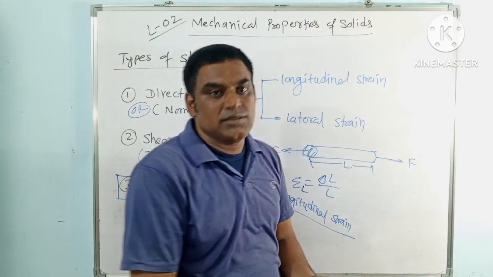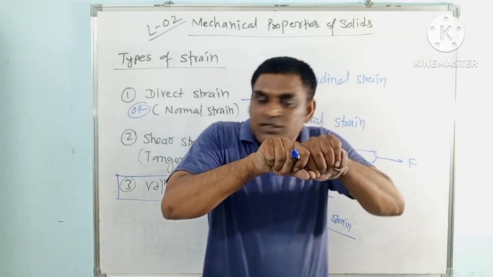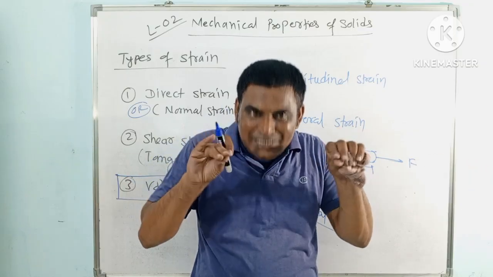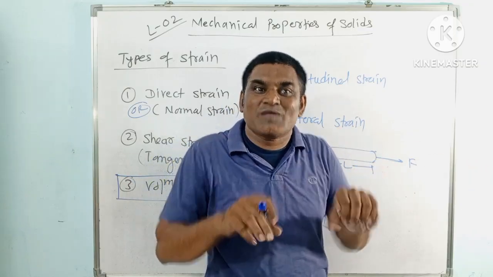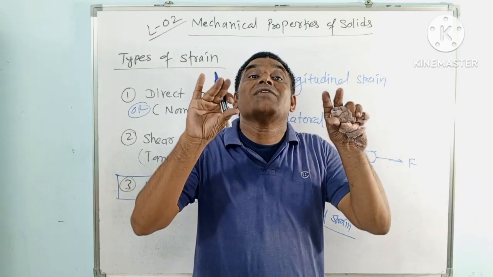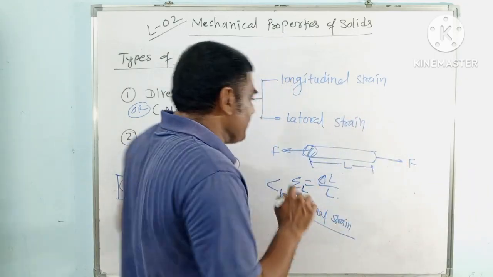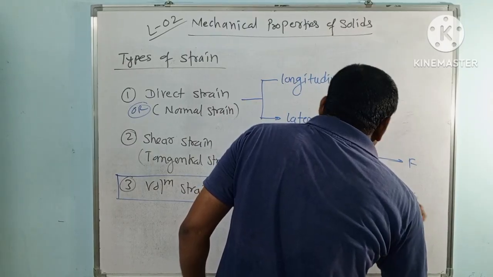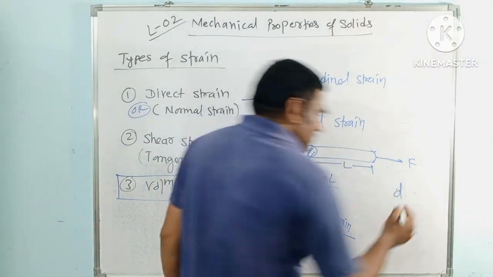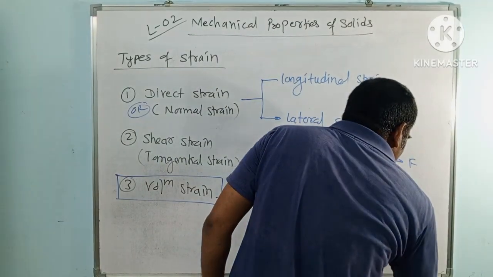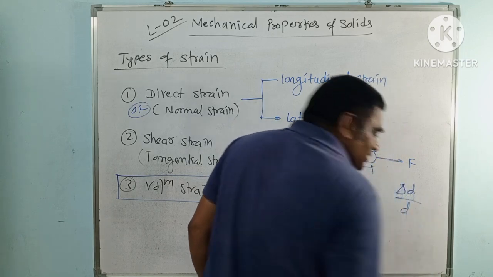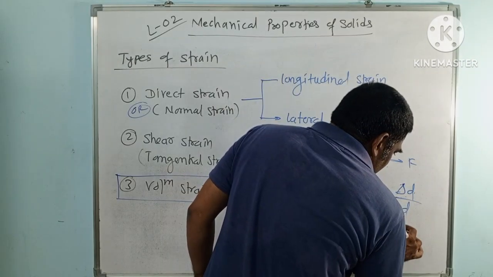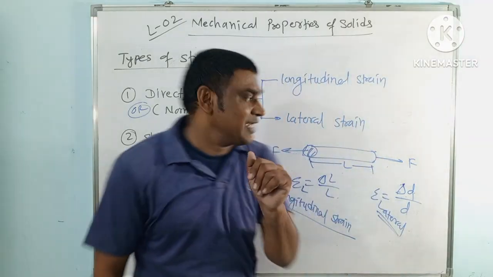And due to this, volume is constant, this stretching is happening, length is increasing, so there will be a change in the diameter. If length is increasing, diameter will reduce. So the change in the dimension perpendicular to that direction means change in diameter. Change in diameter divided by original diameter is called what? Lateral strain. Do you understand?